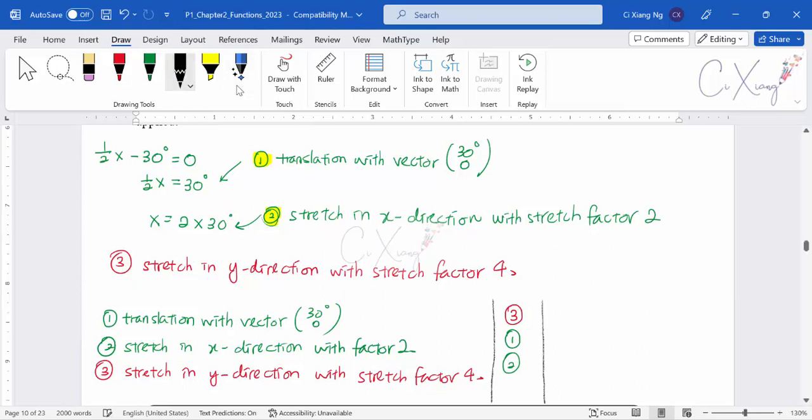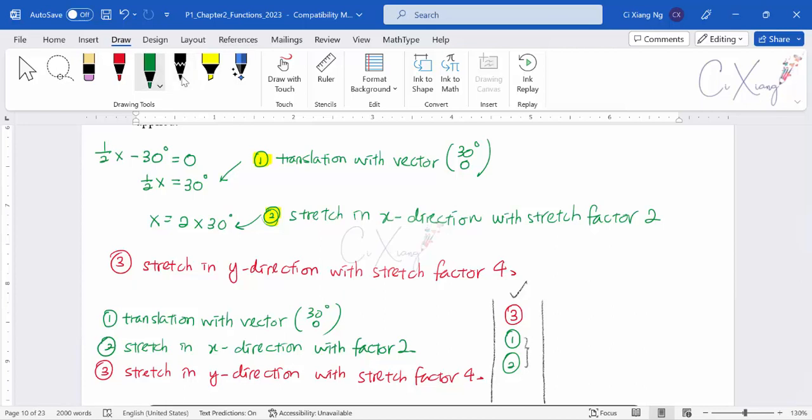Because I know that the sequence between y and x is not important, I can insert the y in front first, and then only followed by the x transformation. But again, because I know that for the x transformation, one must always be in front of two, this is another possible sequence that is acceptable for this question.